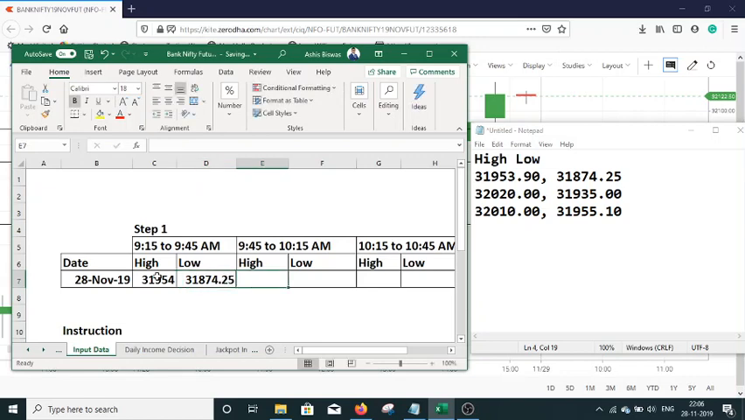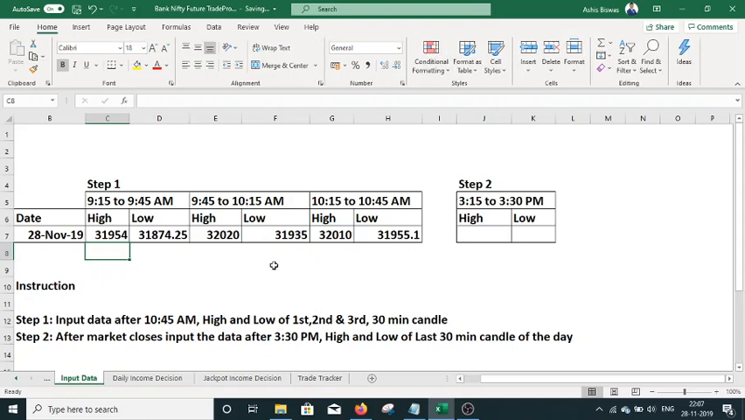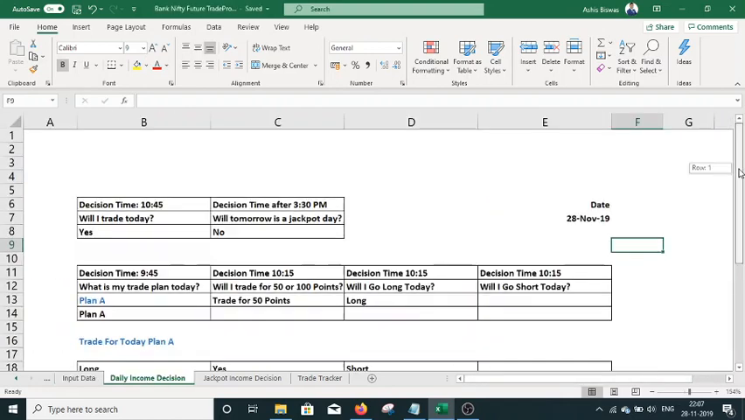31874.25. The high is 32020 and 31935, and the high was 32010 and 31955.10. That's it. We have input the data. Now we should move to the daily income sheet to check the trade for today.